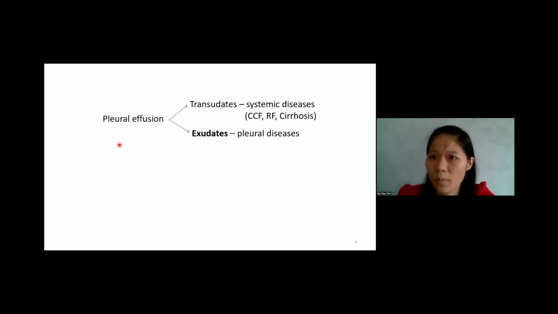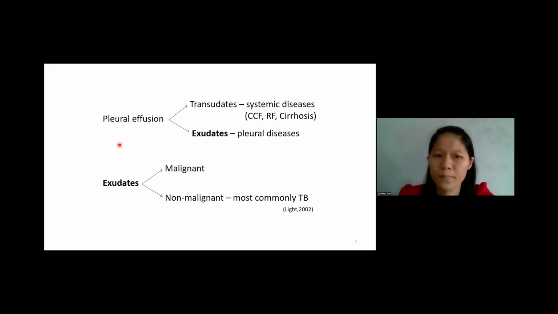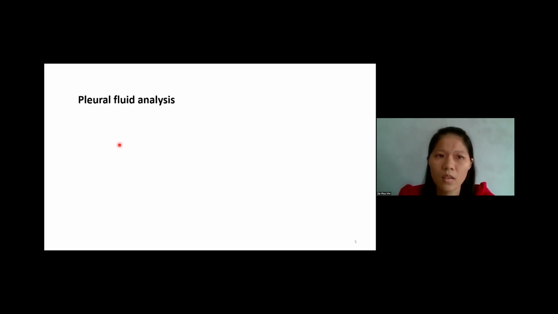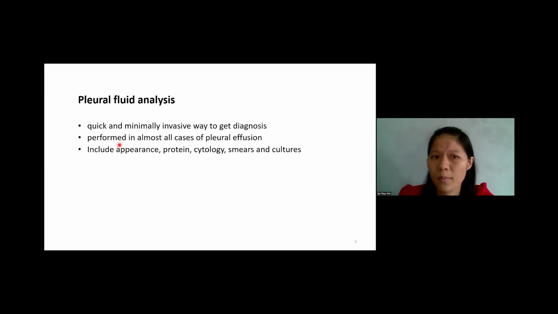So to guide our management plan better, it is important to differentiate exudate into two major groups. It is due to malignant causes or it is due to non-malignant causes. In working out a case of pleural effusion, the most important investigation is we have to do pleural fluid analysis. It is a quick and minimally invasive way to get the diagnosis, and it is performed in almost all cases of pleural effusion, especially exudative pleural effusion.